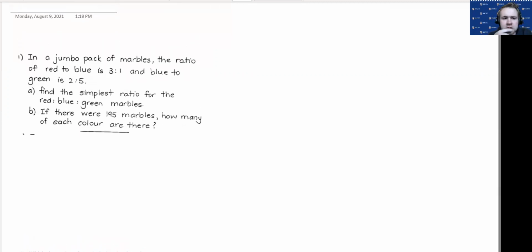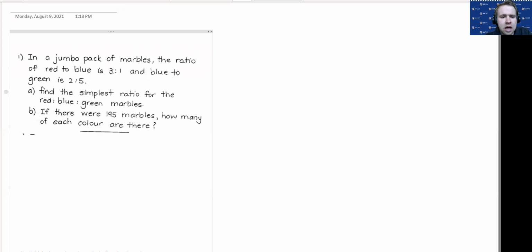Okay, so firstly, we have this question where we have two ratios. In a jumbo pack of marbles, the ratio of red to blue is 3 to 1, and the ratio of blue to green is 2 to 5. It says find the simplest ratio for red to blue to green marbles. So in this question, we have to convert these two separate ratios into the same ratio.